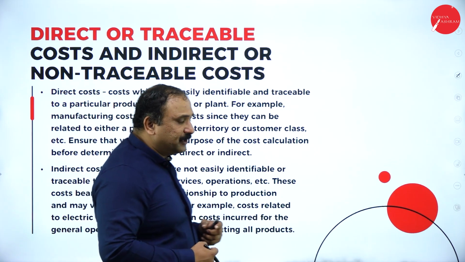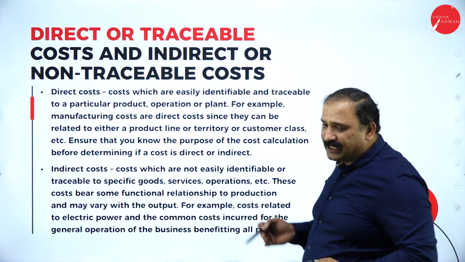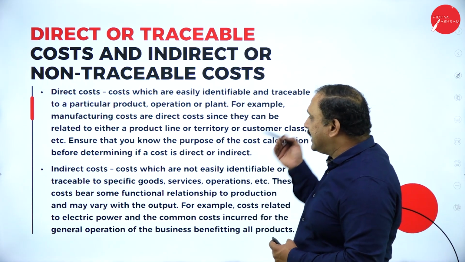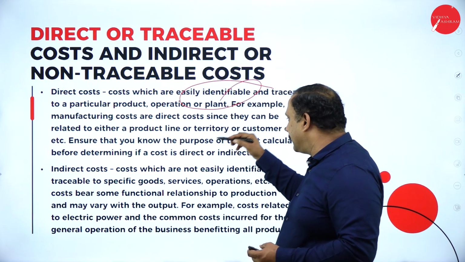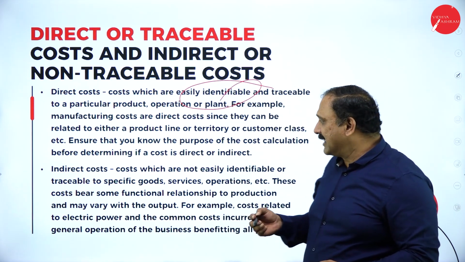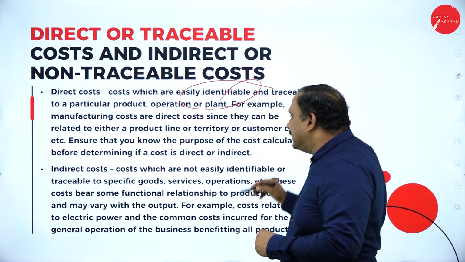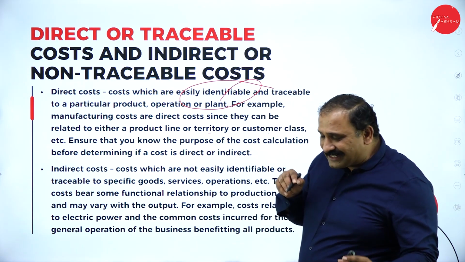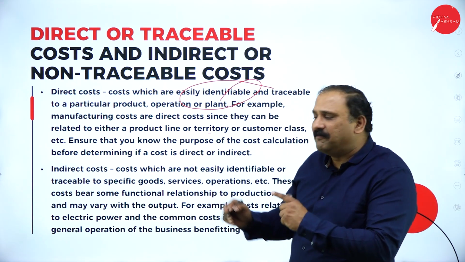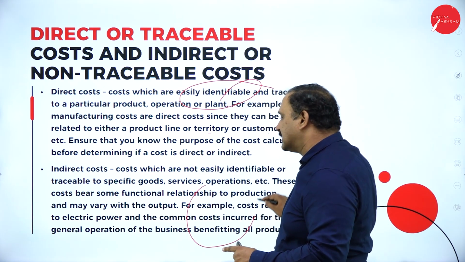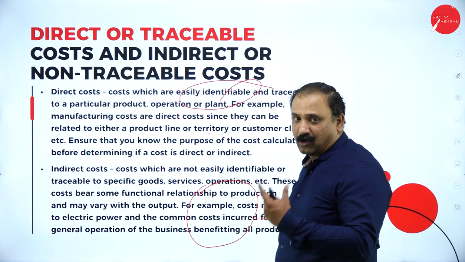Now let's move further and try to understand the direct or traceable and the indirect or non-traceable costs. Direct costs are those which are easily identifiable for a particular product, plant, or operation. They can be related to a product or a territory of a customer, whereas indirect costs are those which are not easily identifiable, which have some functional relationship. For example, costs related to electric power and common costs incurred in general operations.